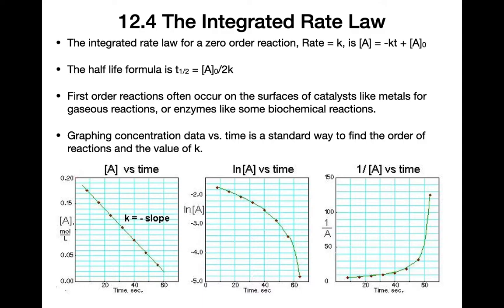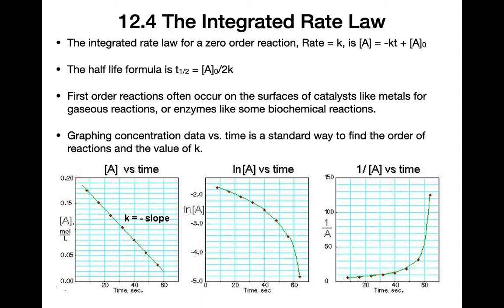The rate is constant. So in that case, your linear graph is actually going to be the one with the concentration of A versus time. The concentration of A goes down at a constant rate. So you have a constant slope, so you have a straight line.